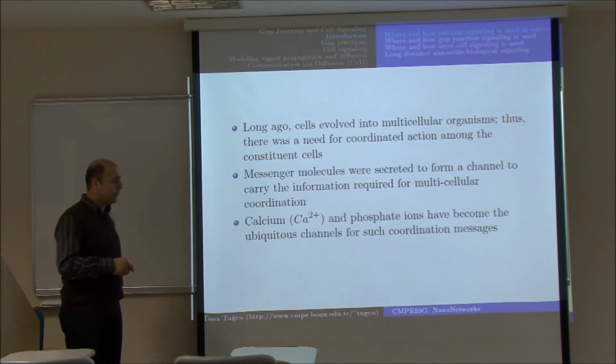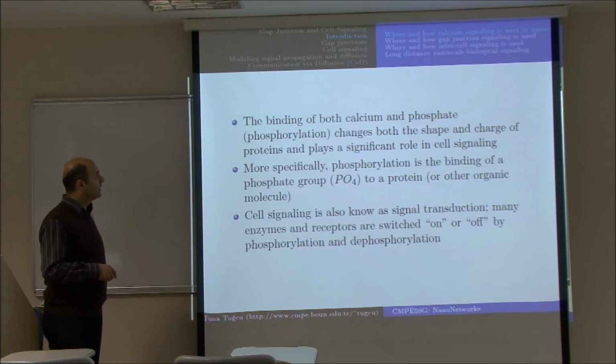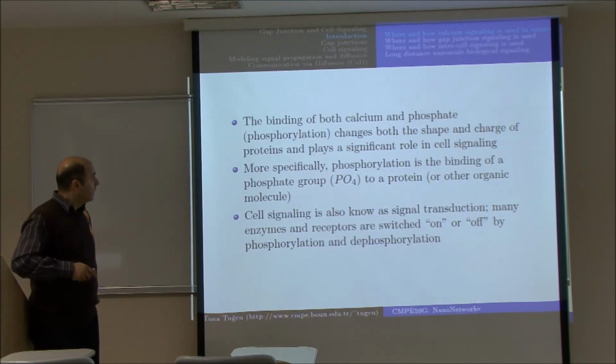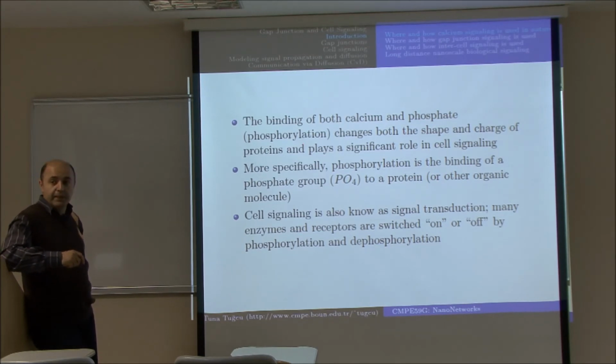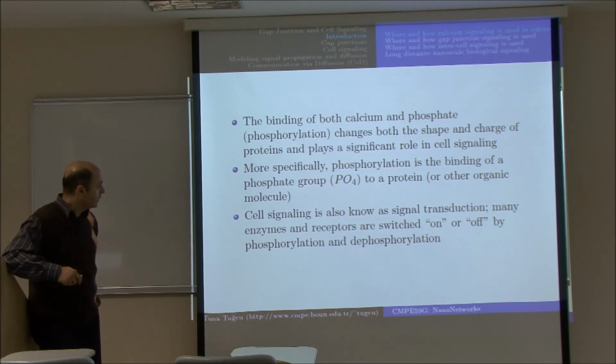Calcium, phosphate, potassium ions have become the ubiquitous channels for sending these messages. The binding of these messenger molecules, the calcium or the phosphate, changes both the shape and the charge of the proteins, and that is the triggering mechanism in these cells. More specifically, phosphorylation is the binding of a phosphate group, PO4, to a protein or some other organic molecule.